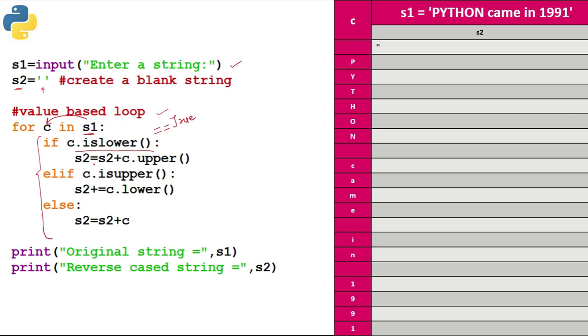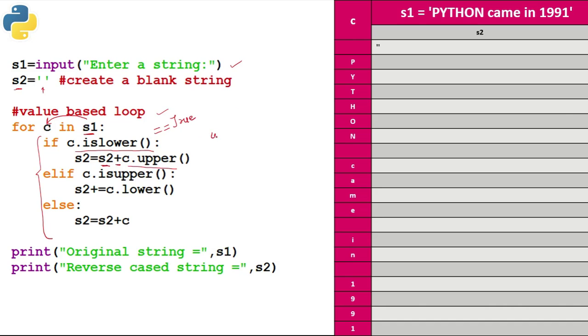Okay. Then what do I have to do? Like strings can be concatenated. This plus operator of Python is an overloaded operator. Like it can be used to add numbers, it can be used to join strings, join lists, join tuples. So we can concatenate two strings with the help of plus operator. Fine. So if the case of the letter fetched from S1 in the current iteration is lowercase, then we have to add to S2. Like S2 is equal to S2 plus C dot upper.